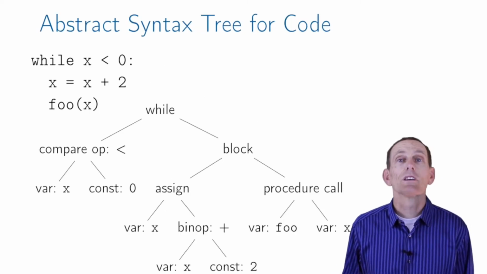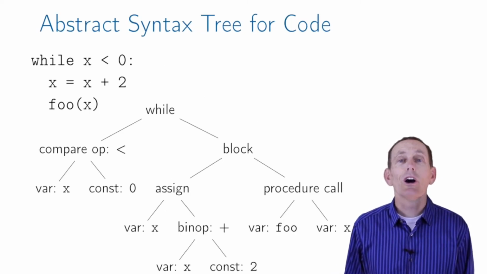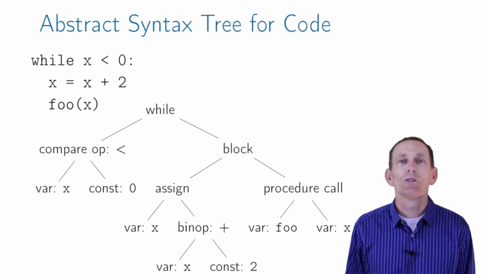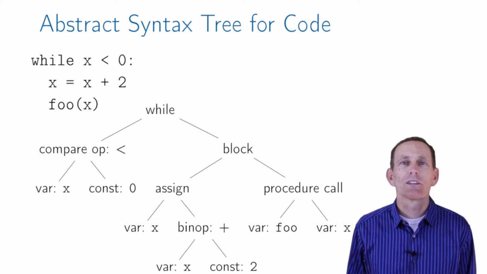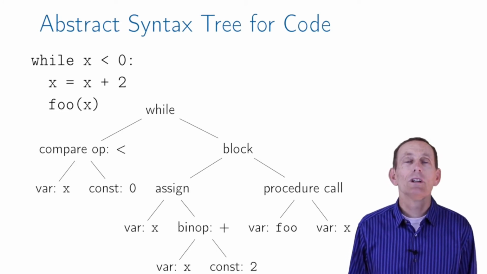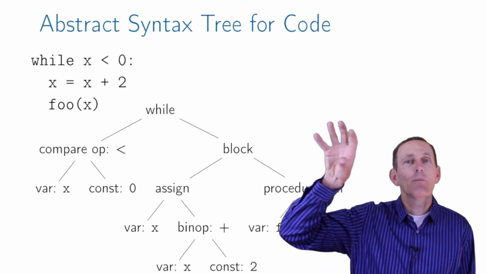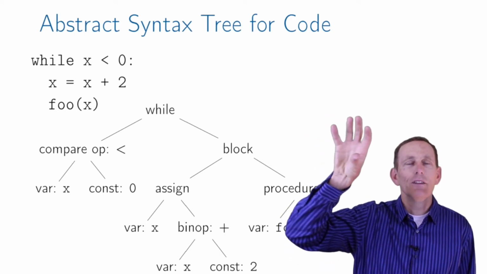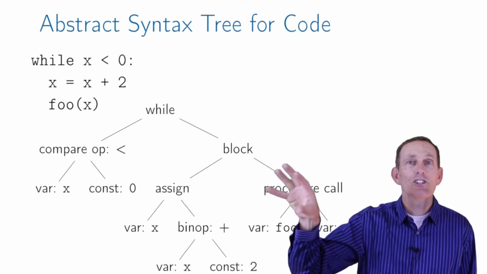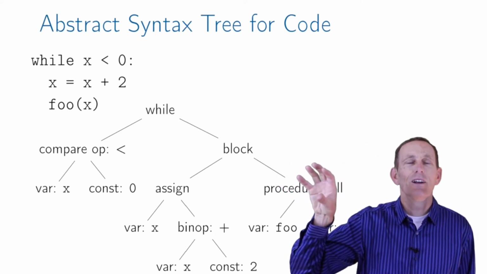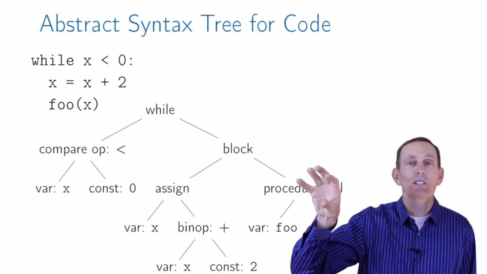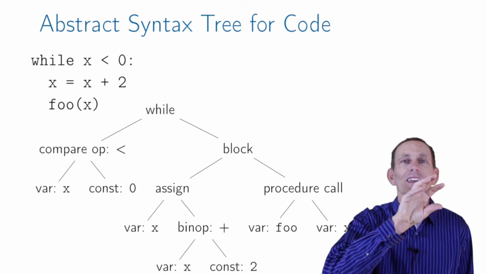We also use trees in computer science for code. So in order to represent code, we will do that with an abstract syntax tree. So our code here is a while loop. While x is less than 0, x is x plus 2, f of x. So we reflect that at the top, we have while, which is our while loop, and the children of the while loop are the condition that needs to be met for the while loop to continue, and then the statement to execute.